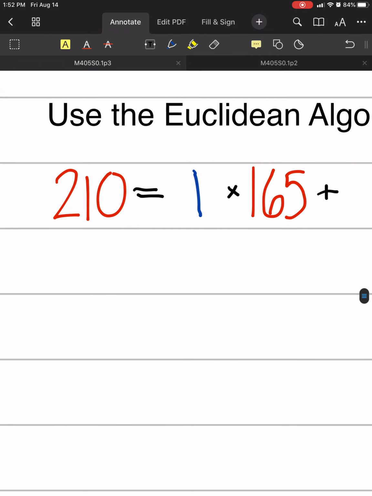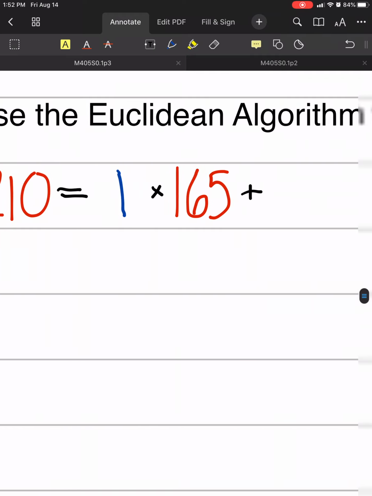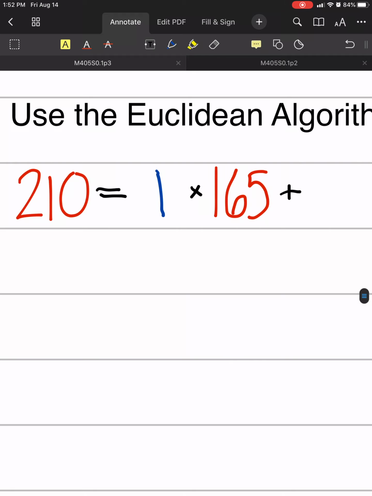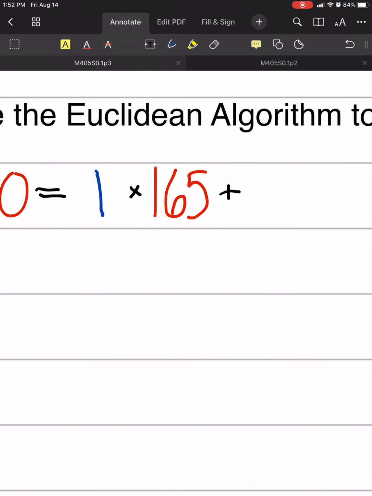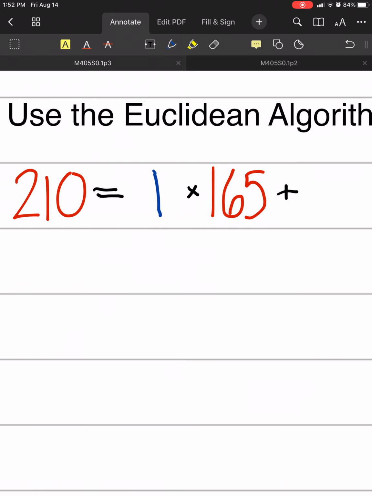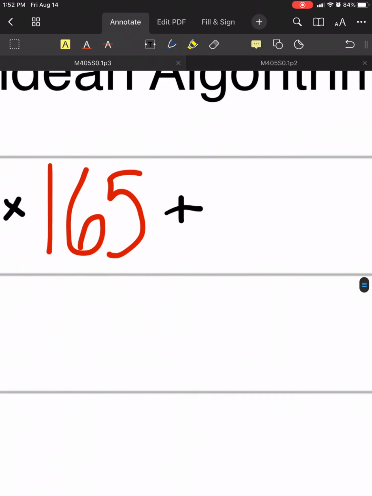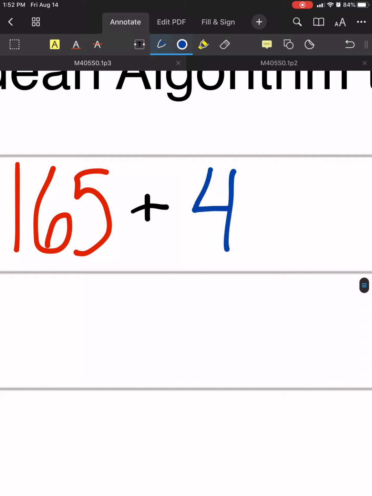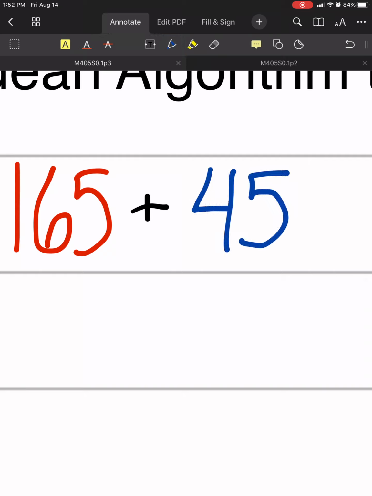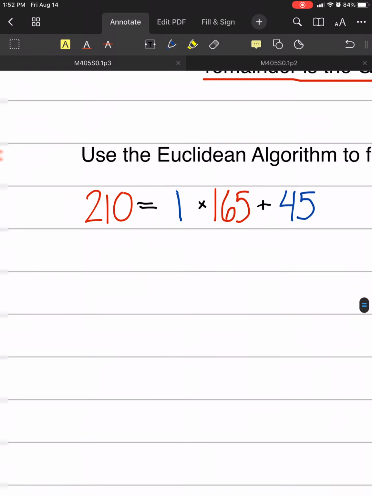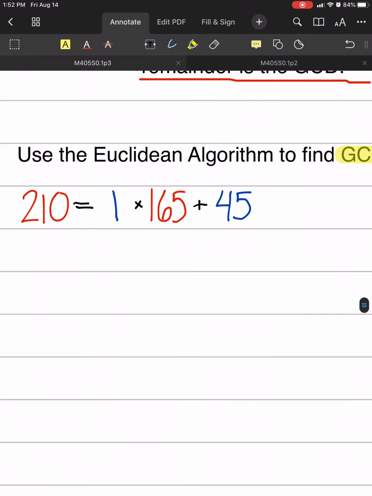You can do this on your calculator. Just take 210 divided by 165. You'll get some decimal. The whole number part of that decimal is your quotient. And then if you subtract this, 210 minus 165, you will get the other number. And so what's that here? We wind up with 45, I believe, here. 45 as our remainder. Okay, so that is what we get here when we use this Euclidean algorithm.